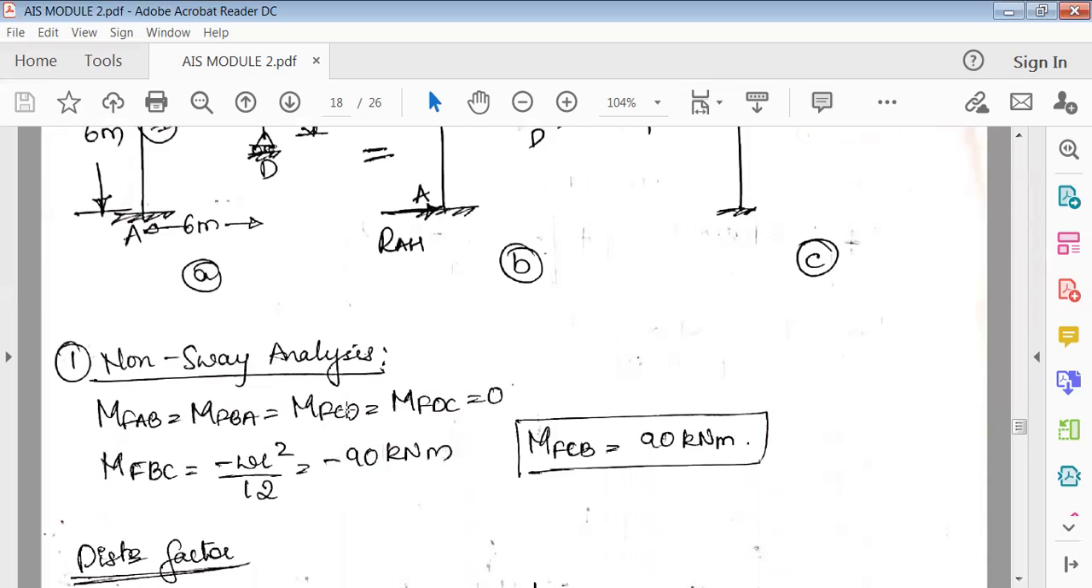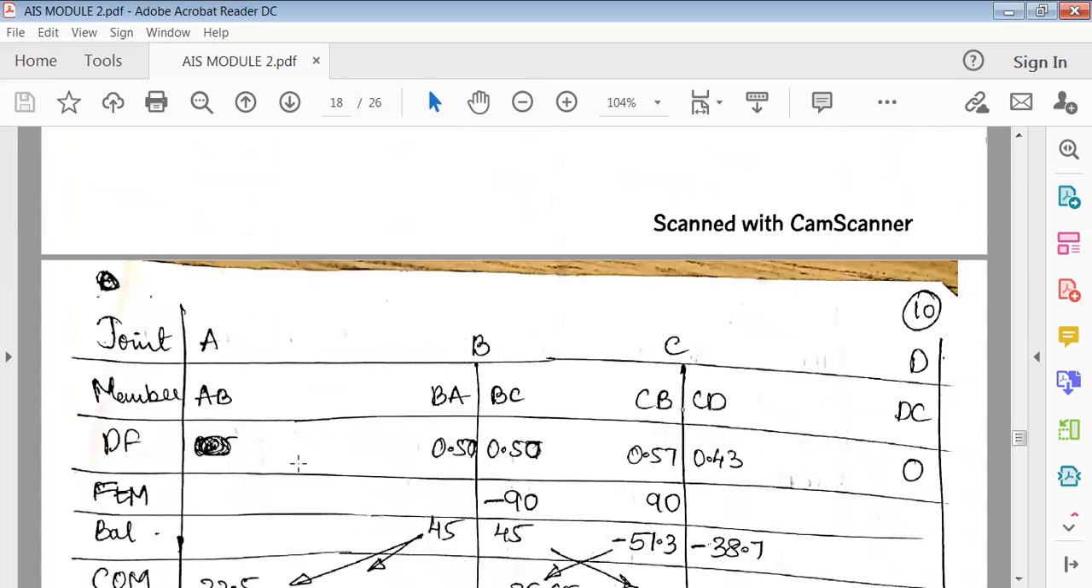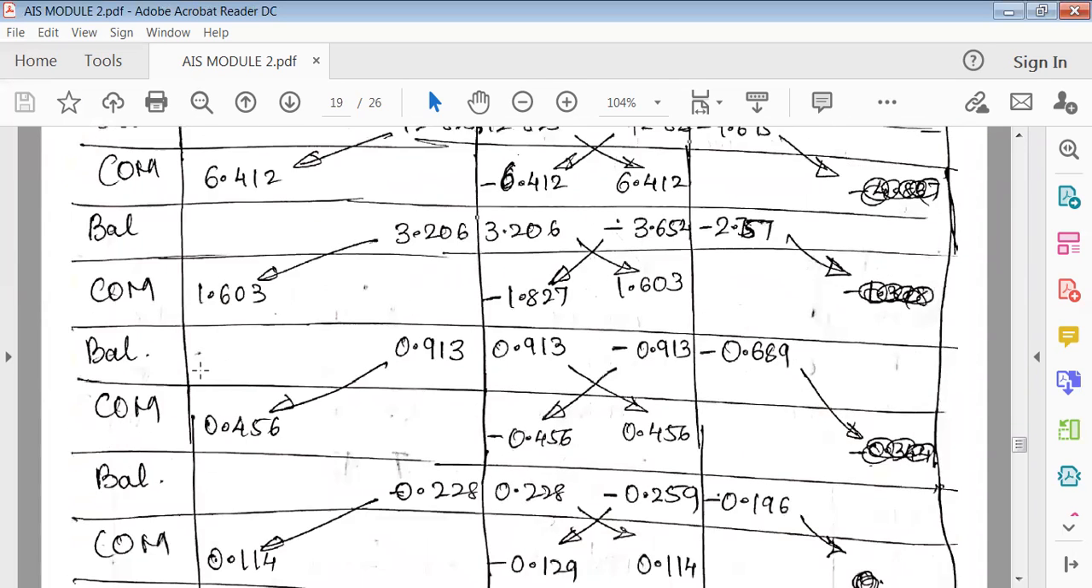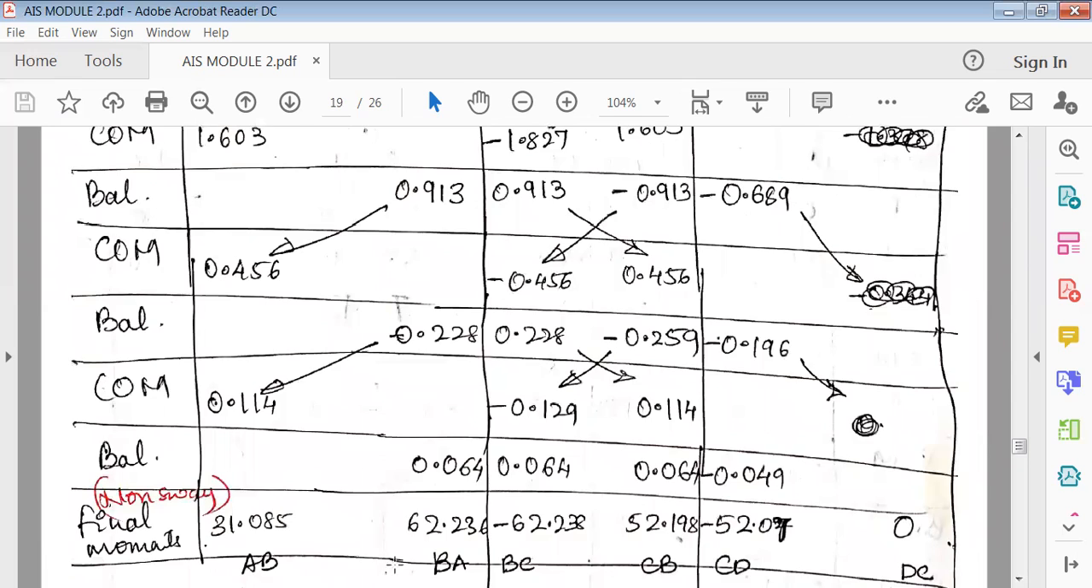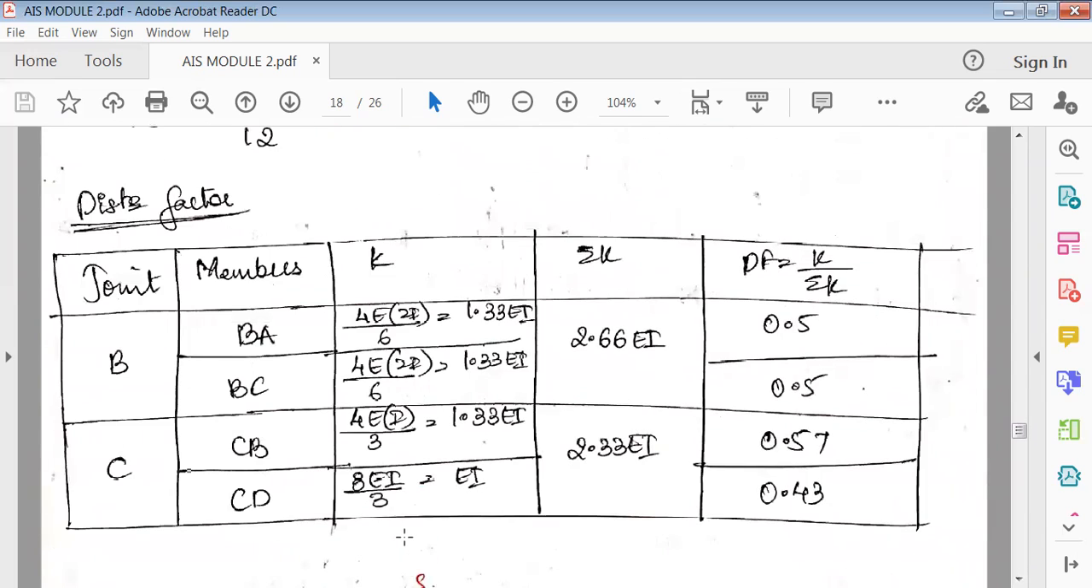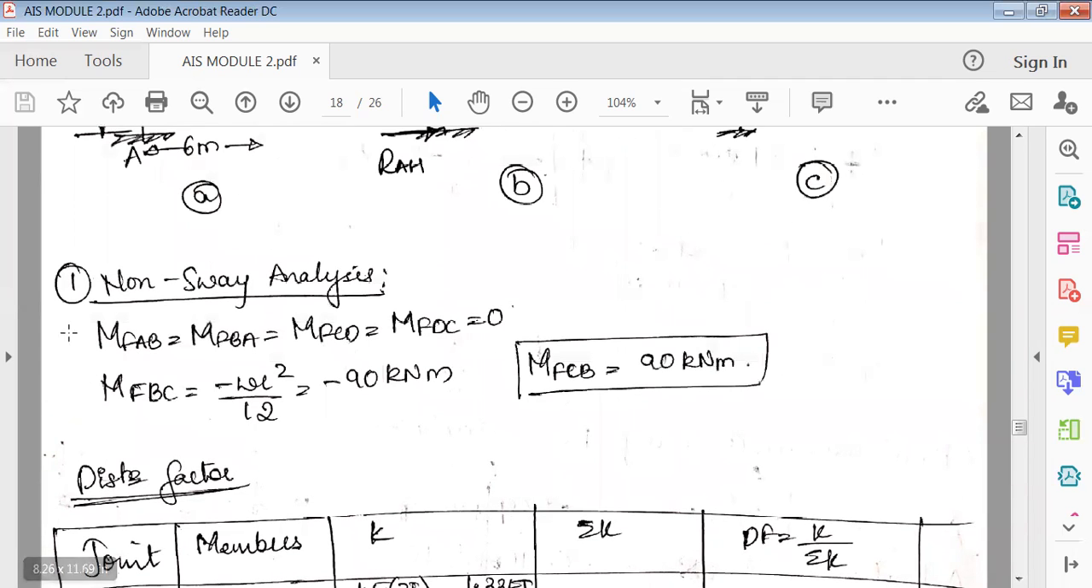If it is a non-sway analysis, things would be the same as what we have done before: finding the fixed end moments, then the distribution factors, finally the moment distribution table, and we find the final moments. Everything remains the same as in the moment distribution method before. Non-sway analysis is nothing but assuming that the complete frame is not moving at all. It is straight, it is rigid. Even though you apply the load, it is not going to move. So the steps are all the same.